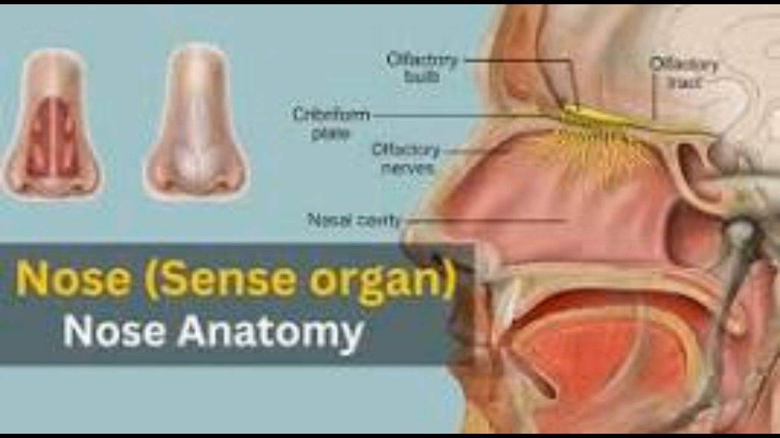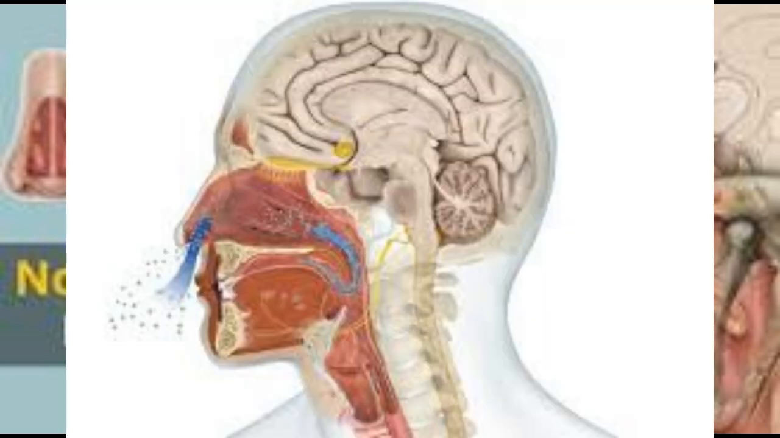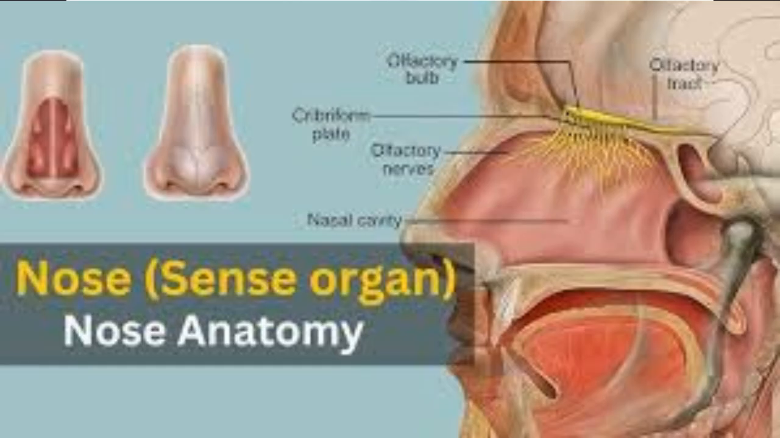1. What is the nose? The nose is a vital organ in the human face that plays a crucial role in our sense of smell and respiratory system. 2. Formation of the nose. The nose is made up of several parts, including the external nose.